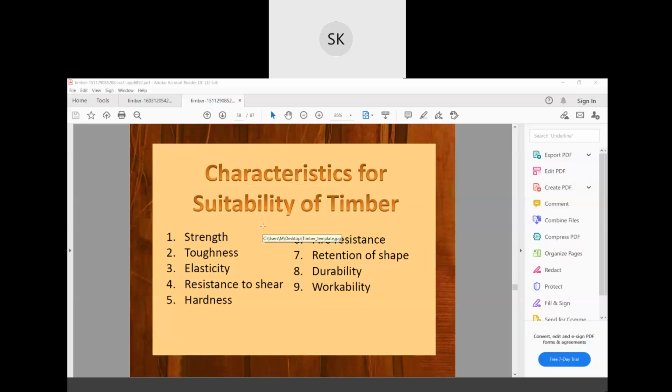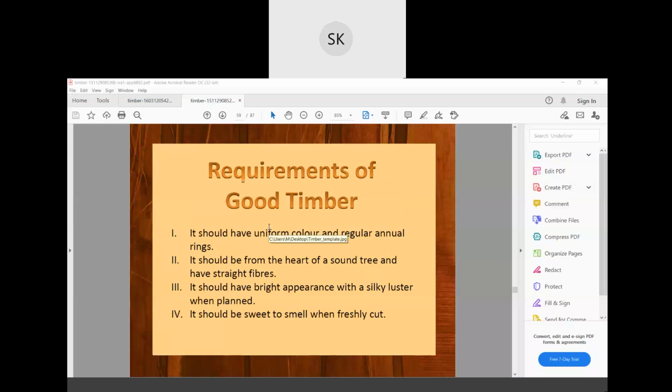Okay. Characteristics for suitability of timber. So these should be the characteristics. It should have good strength. It should be very tough. It should have some elasticity, resistance to shear, hardness, fire resistance, retention of shape, durability, and workability. So these are the characteristics a good timber should have. Next, these are the requirements of good timber.